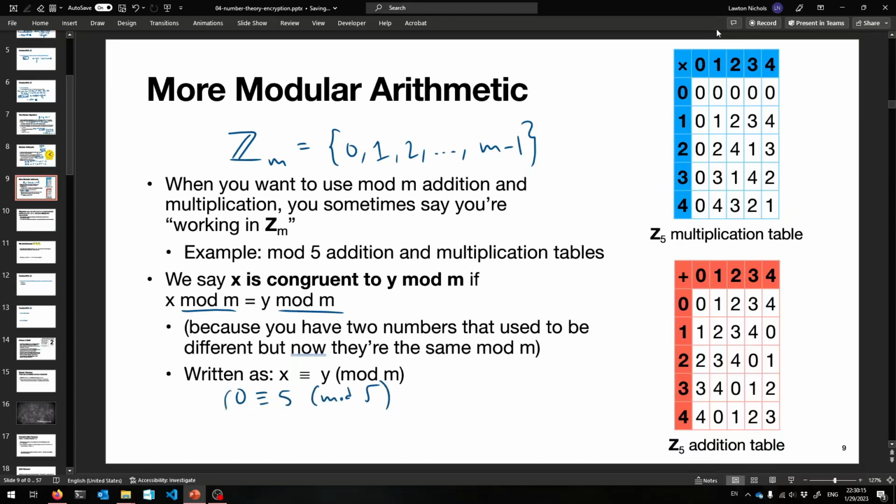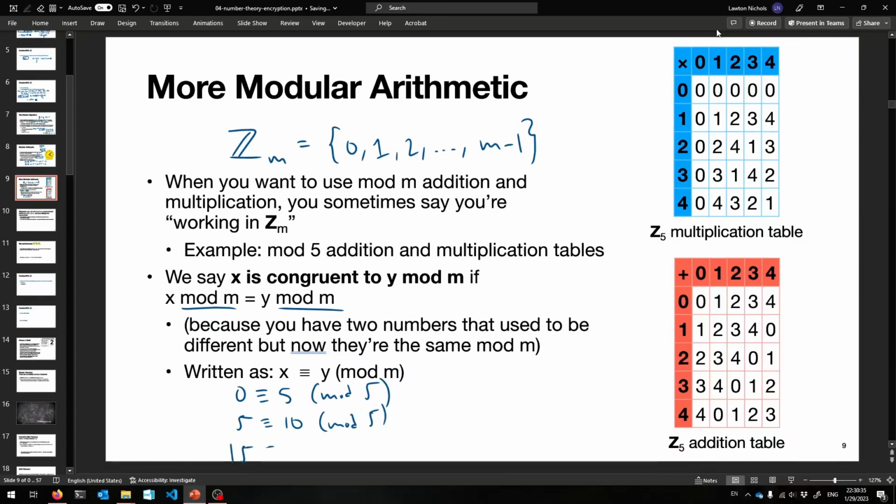Because take mod of both of these, you get 0. 0 is equal to 0. Therefore, they are equivalent, they were equivalent in Z5. They're the same number. Likewise, 5 is congruent to 10 mod 5. Again, you take mod 5 on both of those, you get 0. Same with 15 and, that's supposed to be 5, 15 and like 55. Again, those are all 0 mod 5. So mod 5 goes in parentheses and it all works out.